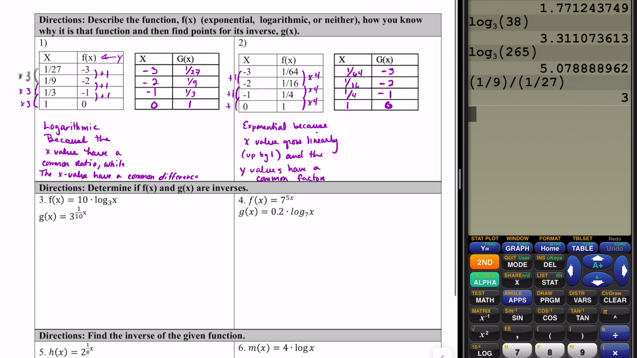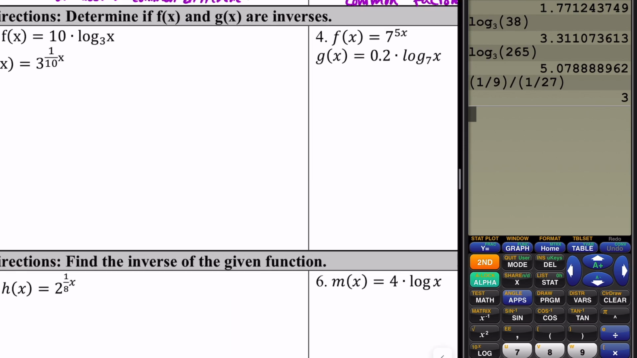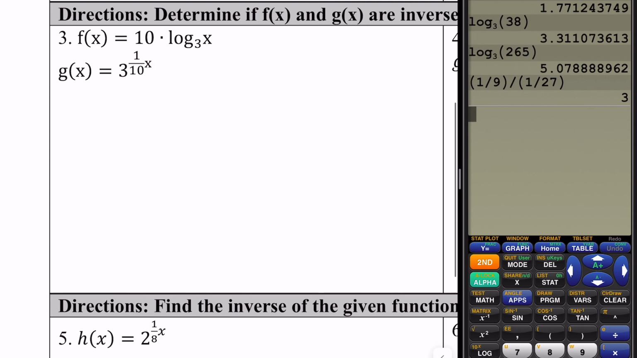Functions and their inverses. Directions: determine if f of x and g of x are inverses. To prove two things are inverses, you have to show that f of g of x is equal to g of f of x, and they both have to be equal to x. Generally what we do here is prove this equals x, then prove this equals x, and then they are inverses. So let's do that.